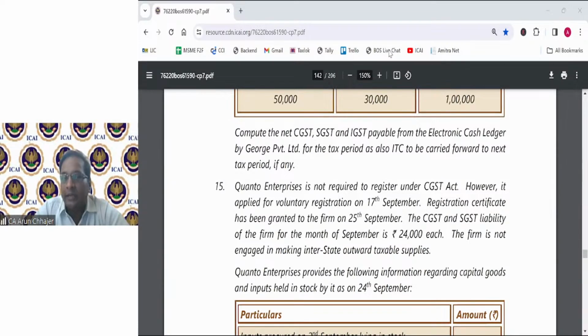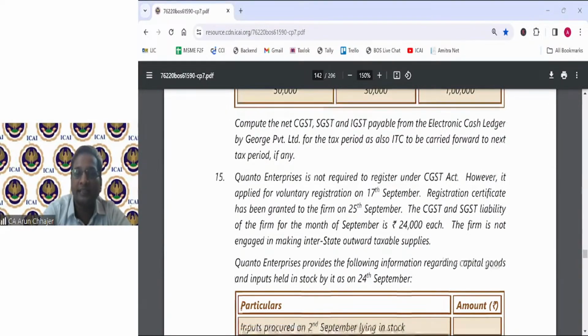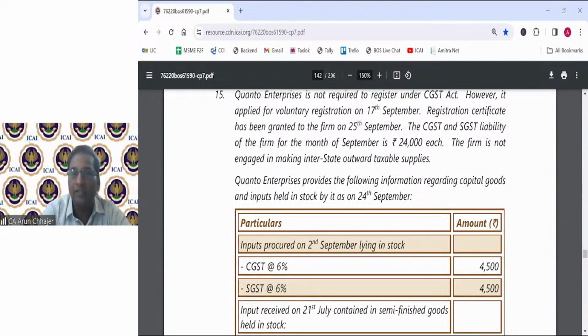So Q Enterprises is not required to register under CGST. However, it applied for voluntary registration on September 17th. A registration certificate has been granted on 25th September. Fine. The CGST and SGST liability of the firm for the month of September is 24,000 each. Okay. The firm is not engaged in making any interstate outward supply.